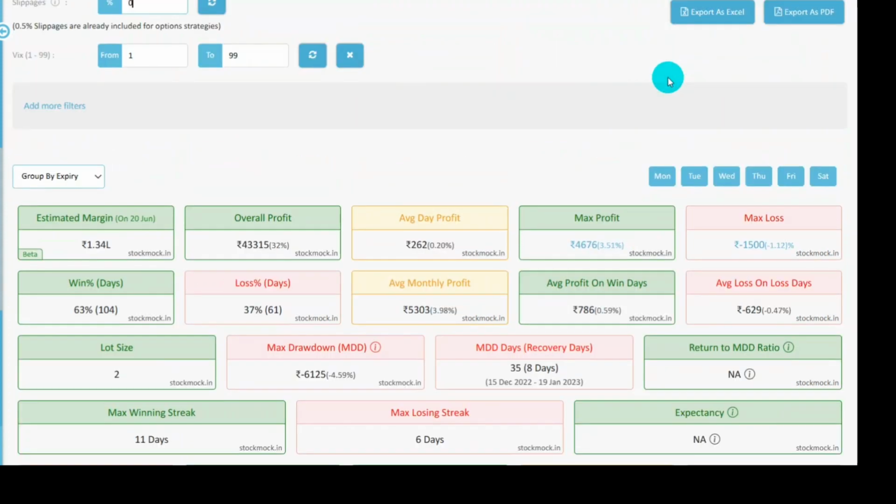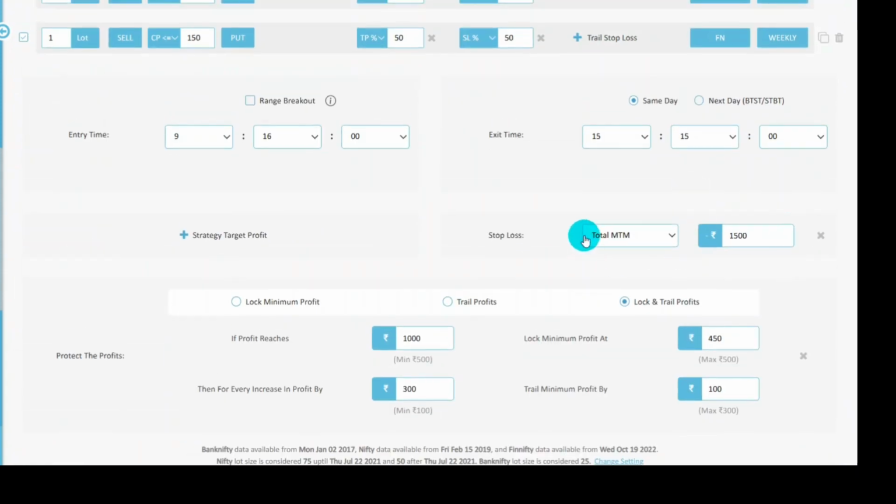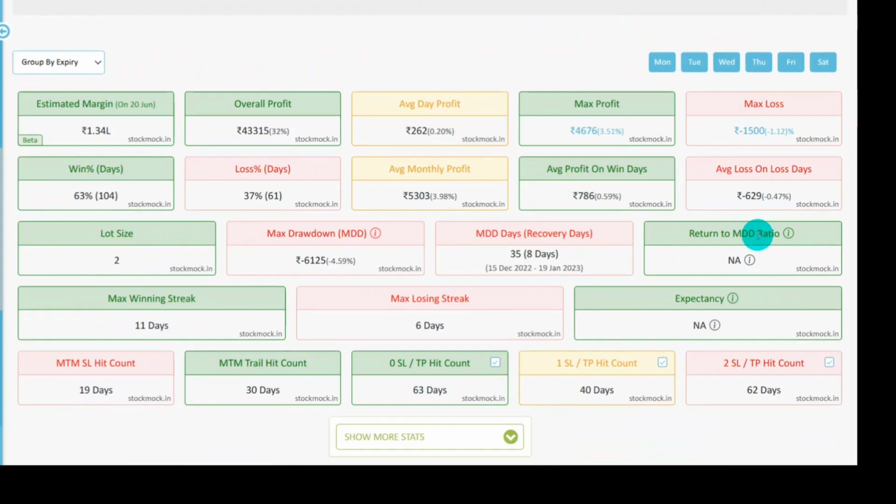As per this strategy, 4676 is one of the max profits, and max loss is 1500, because we have restricted the max loss here. So total MTM should be minus 1500. If it reaches 1500, then it will be squared off. This strategy maintains almost a 63% win rate, so 104 win days as well as 61 losing days.